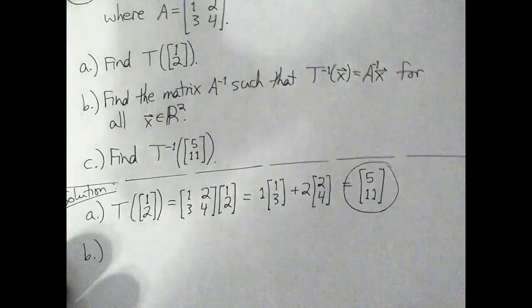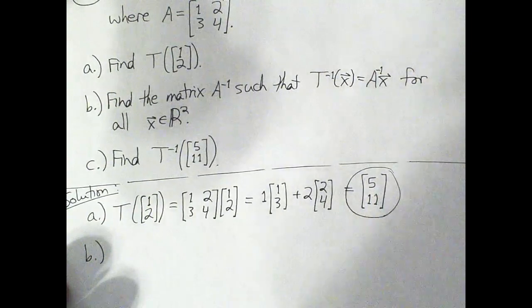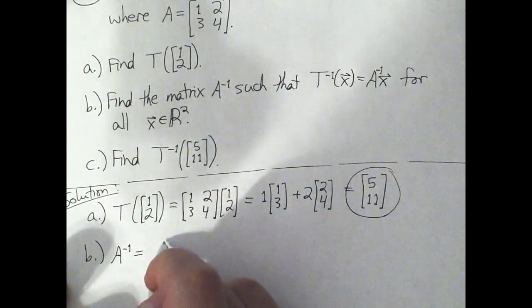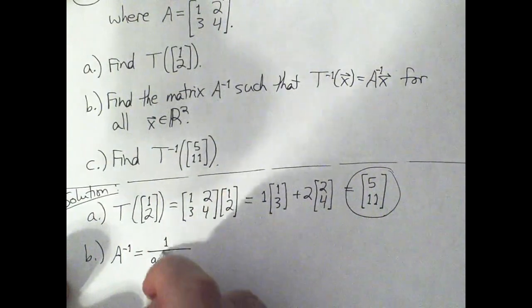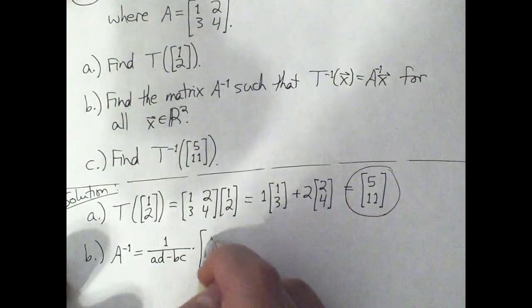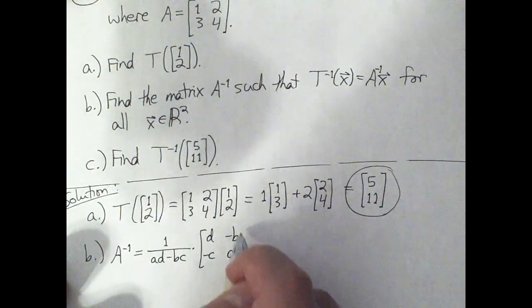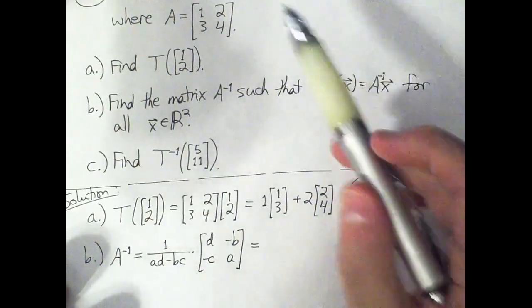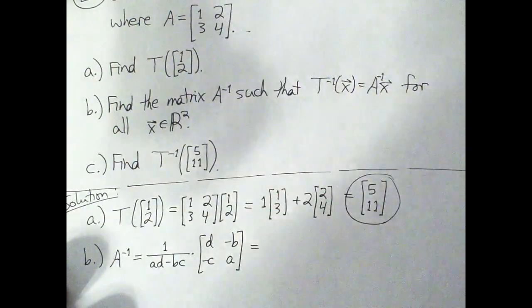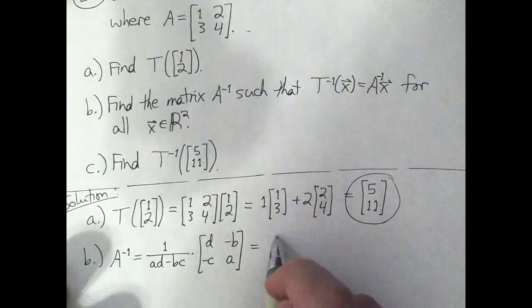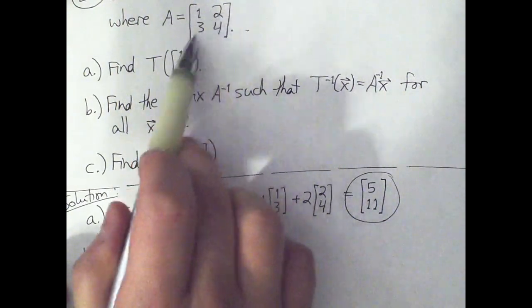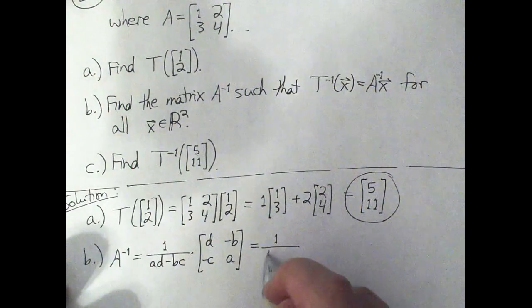Part B wants us to find the inverse. So how do we find the inverse of a 2 by 2 matrix? Well, we had a whole lesson about that. A inverse follows this formula, 1 over AD minus BC times the matrix D, negative B, negative C, A. So whatever this equals, where we're looking at the original matrix as having entries A, B, C, D. So let's figure this out. 1 over AD minus BC would be 1 times 4 minus 2 times 3. So 4 minus 6.